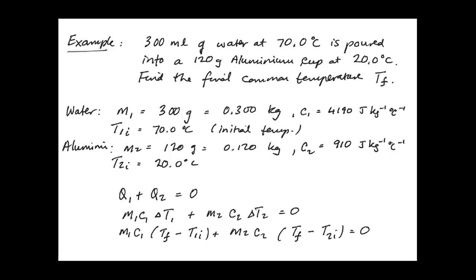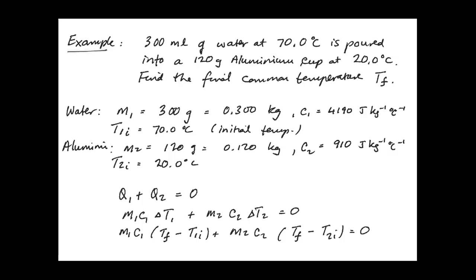We assume that the water reduces in temperature and the aluminium cup increases in temperature, and they arrive at a common temperature, so there are just these two heats, and we add them. Q1 plus Q2 equals 0. Q1 is M1C1 delta T1, and Q2 is M2C2 delta T2, and they add to 0. Note that the change in temperature is going to be positive if the temperature increases and negative if the temperature decreases. So there's going to be a positive quantity and a negative quantity adding together to make 0.